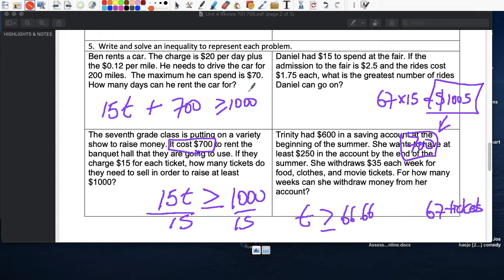Okay, so that's a different problem. But this 700, it's not something that you have. It's something that you owe, that you're going to pay at the end of the night. Okay.